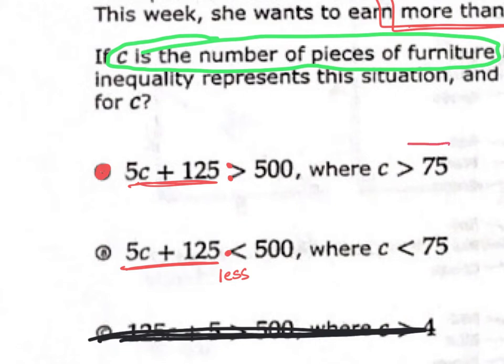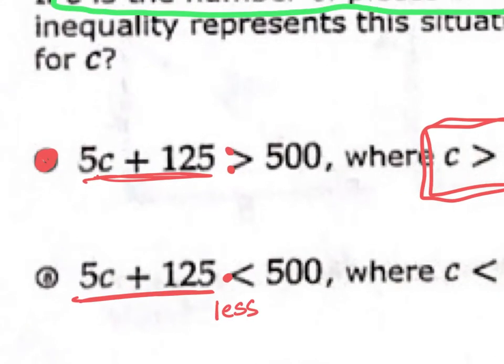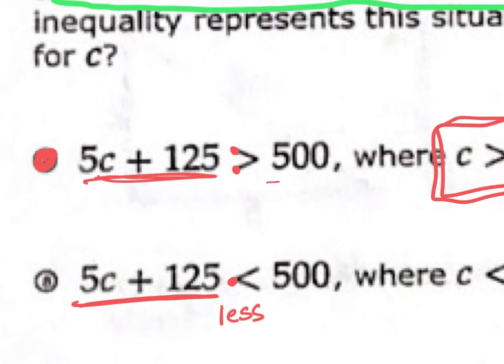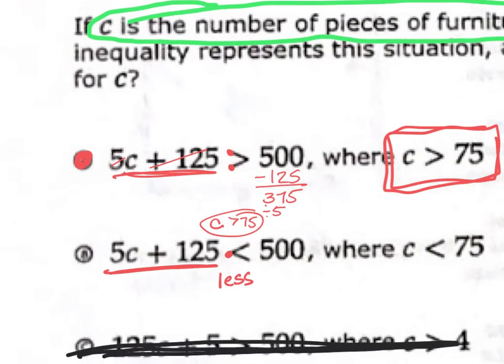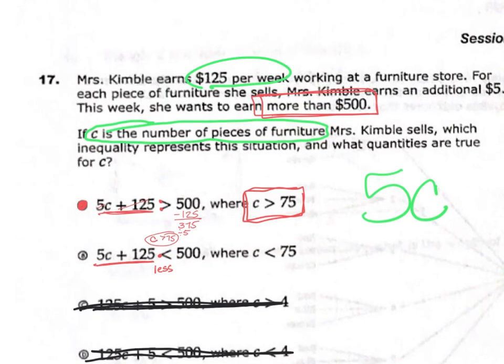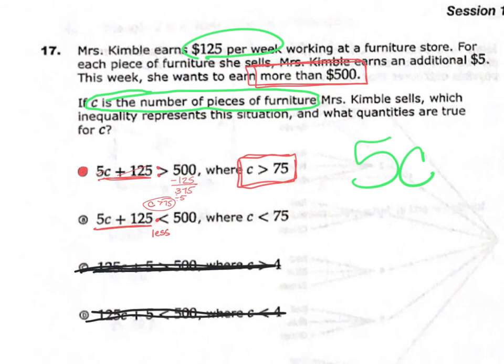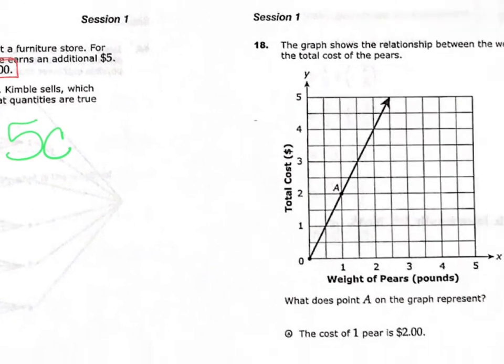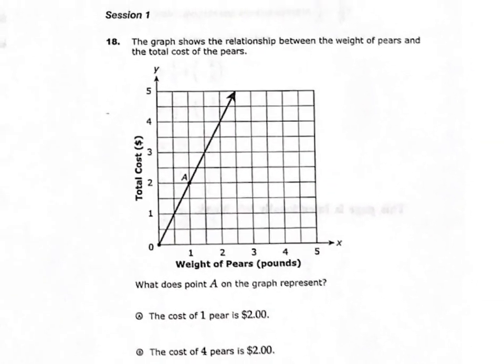And just in case you're wondering where this came from, all they did was solve the inequality. They subtracted 125 to get rid of it, and then they divided by 5. And so the number of pieces of furniture she needs to sell must be greater than 75. That's a lot of furniture for 1 week. Anyway, that's how you do it. And going to the last one. Save the easiest one for last.